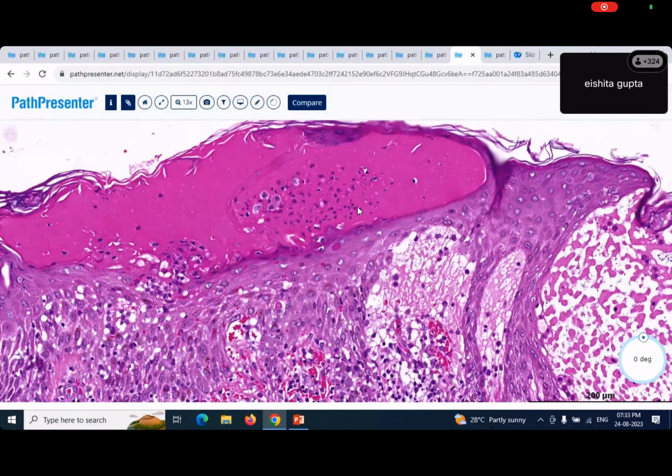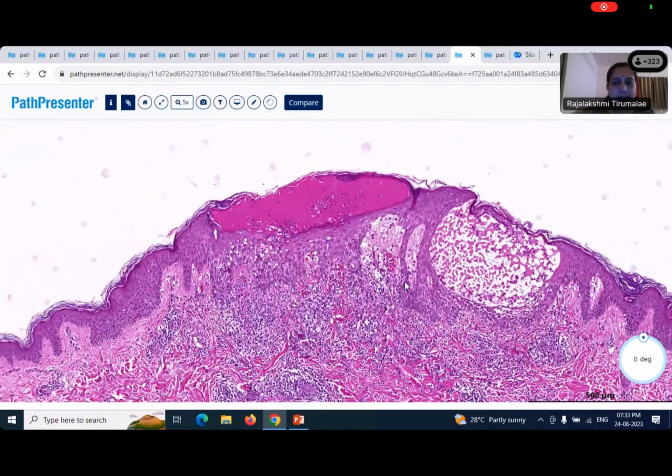There's something pink, isn't it? There's some pinkish material. Yes. Do you know what that is? Do you want to take a guess? I don't. Okay, fine. Right. Anything else? Any other finding?